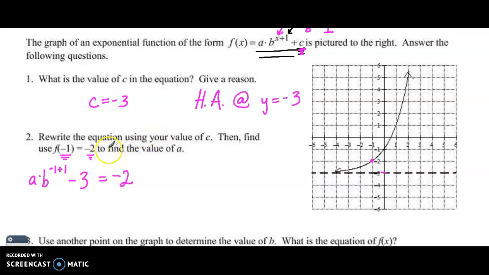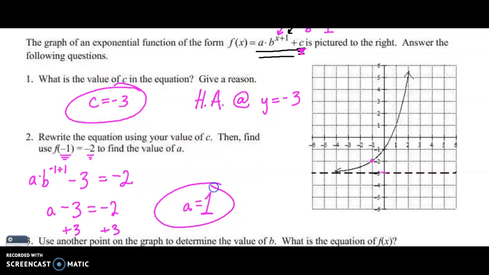But just like before, I mentioned that b to the 0 power equals 1. Well, a times 1 is a. And we can solve for a by adding 3 over. So we have now deduced that a in this problem, -2 plus 3, must equal 1. So let me circle things.